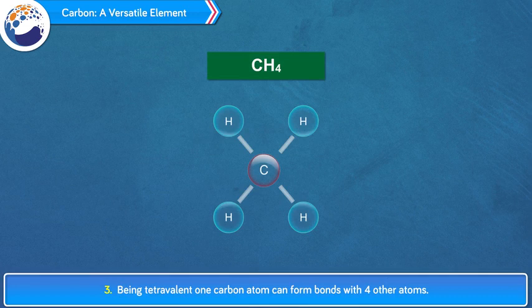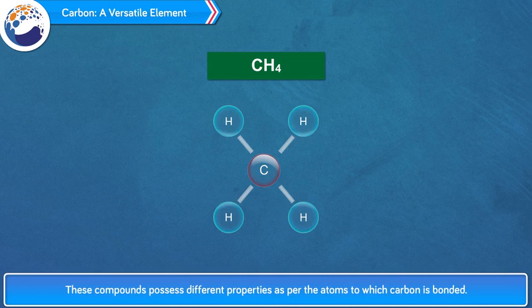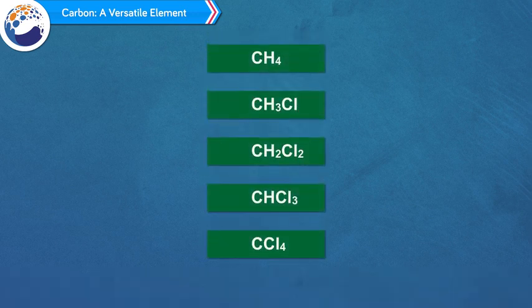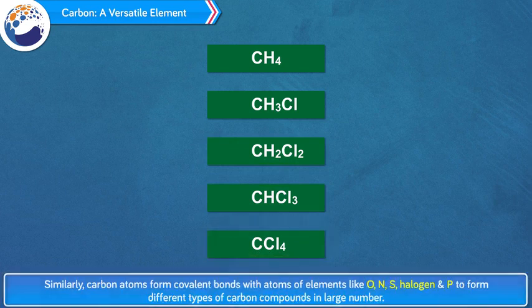3. Being tetravalent, one carbon atom can form bonds with 4 other atoms. These compounds possess different properties as per the atoms to which carbon is bonded. For example, 5 different compounds are formed using one carbon atom and 2 monovalent elements, hydrogen and chlorine: CH4, CH3Cl, CH2Cl2, CHCl3, CCl4. Similarly, carbon atoms form covalent bonds with atoms of elements like O, N, S, halogens and P to form different types of carbon compounds in large number.